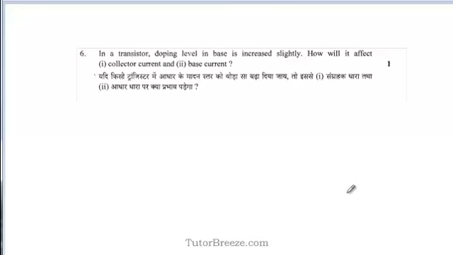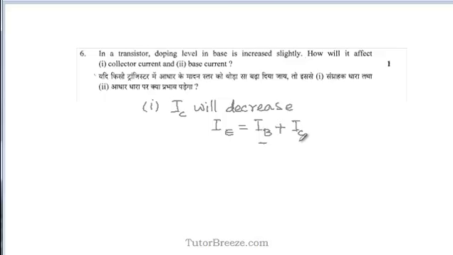In a transistor, if the doping level of the base is increased slightly, then the collector current will decrease. That's because the total emitter current is equal to the base current plus the collector current. Now, if the doping level of the base is increased slightly, then the base current will increase. So, if the base current increases, the collector current is going to decrease.